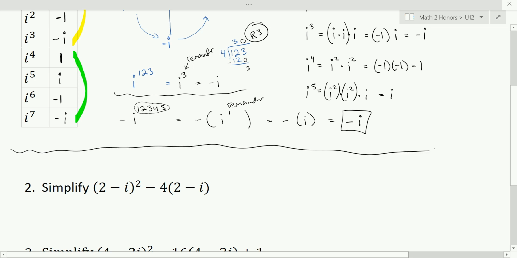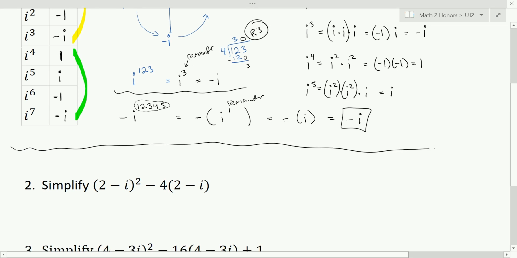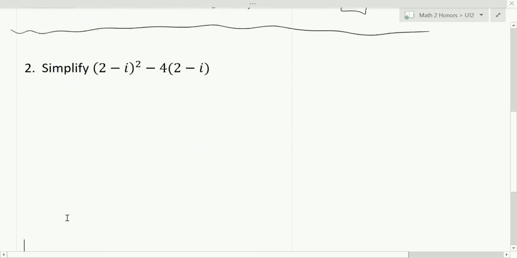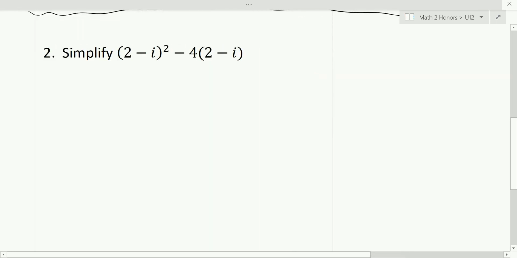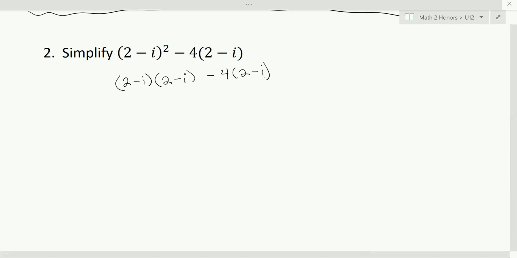Now let's apply this. We're going to do some simplifying problems and multiply and work through things like this. So here we want to simplify this complex number: (2 minus i) squared minus 4 times (2 minus i). And so when we do, we have 2 minus i squared, so that's 2 minus i times 2 minus i, minus 4 times another 2 minus i. And when you multiply out, you're going to treat i like a variable at first, like it would be an x or a y or anything like that.